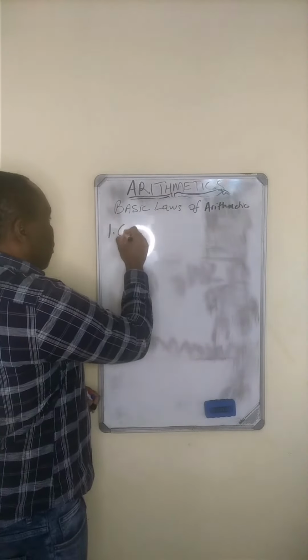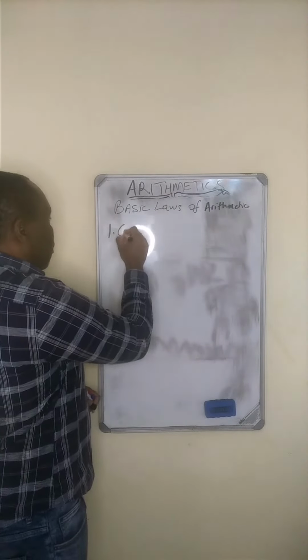4 minus 5 is equal to, and 5 minus 4 is equal to. For 4 minus 5, we take the sign of the bigger number, which is minus here, and 5 minus 4 is 1, so put minus 1. 5 minus 4 is 1. So the answers are not the same.